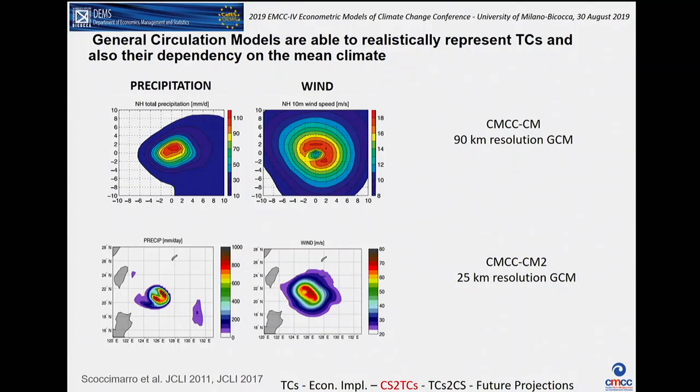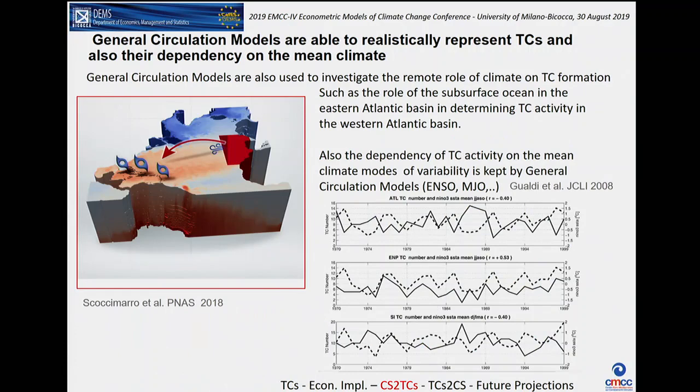So, in general circulation models, tropical cyclones can develop. The counting is reasonable, the intensity of the storms is reasonable, and also the relationship between the climate variation and the tropical cyclone formation is reasonable, both in terms of dependency on El Niño Southern Oscillation and Madden-Julian Oscillation. So general circulation models are able to represent the main relationship between the climate and the tropical cyclone activity.